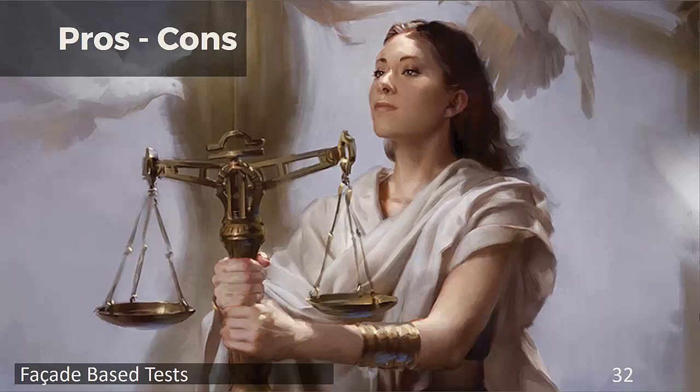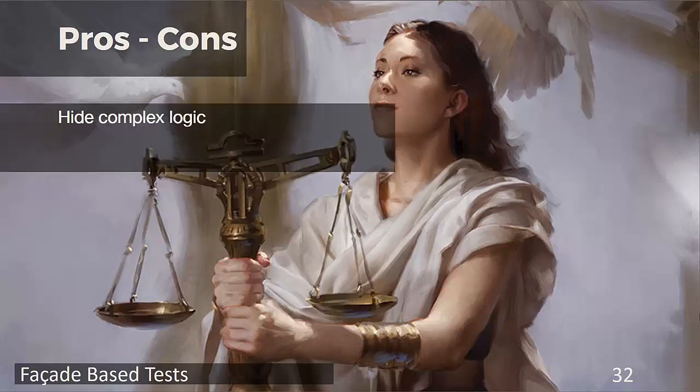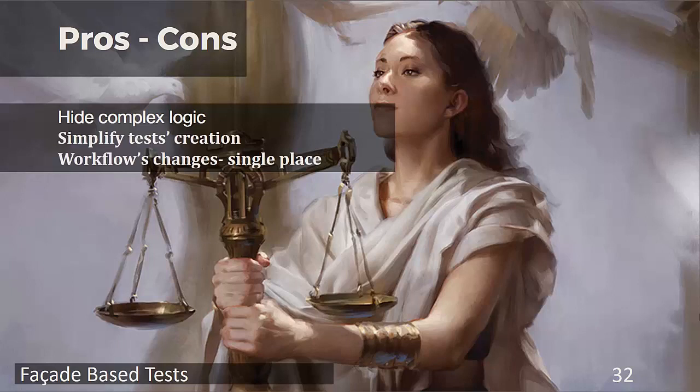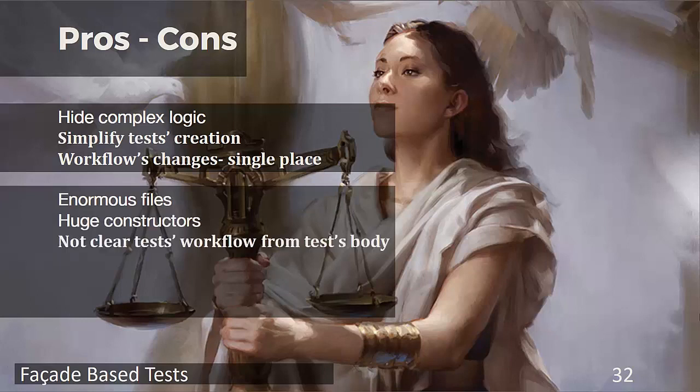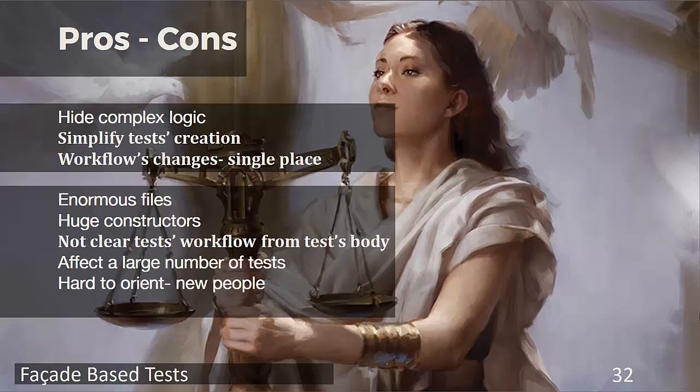The pros are that the facade hides complex test logic, simplifies the test creation, and the workflow changes happen in a single place. The cons are that the files are enormous in size, have huge constructors, and the test workflow is not clear directly from the test body. A change in the facade can affect a large number of tests, and finally, it's hard for new people to orient themselves in the large files.